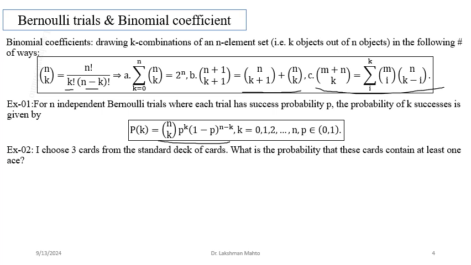Like a very simple question. I choose three cards from a standard deck of cards. So how many cards does a deck have? 52 cards. So what is the probability that these cards contain at least one ace? How many aces would be there? Four. Four of different category, that is what you are getting. In total, how many aces?